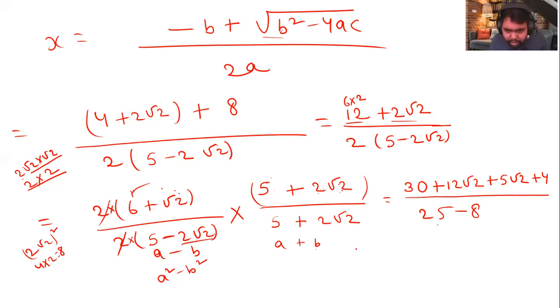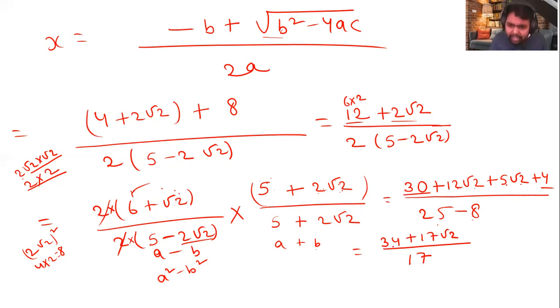Now we are going to solve the next step. Try to understand. We can add the like terms. This one and this one could be added, right? So again I'm adding 30 and 4, that will give me 34, and 12 root 2 plus 5 root 2 will give me 17 root 2. And now when I subtract 25 minus 8, it is going to give me 17.